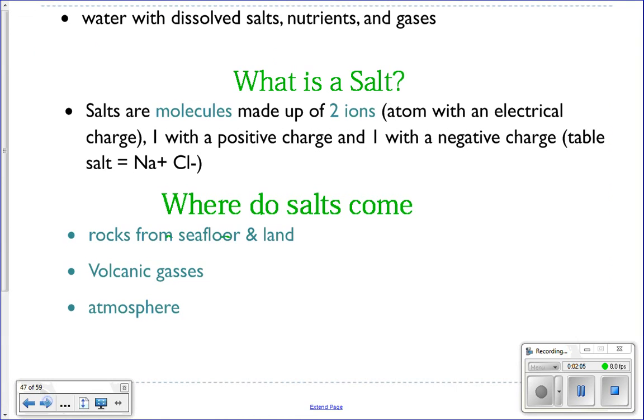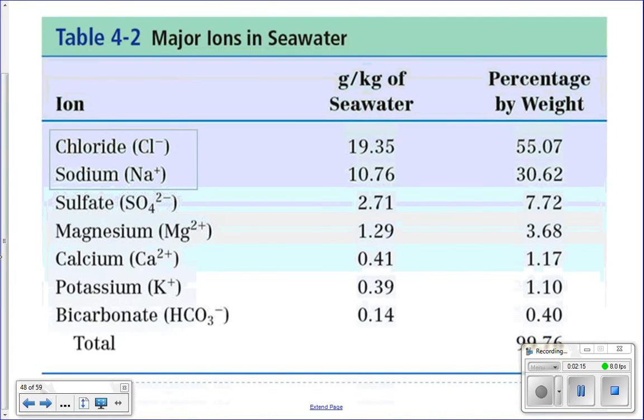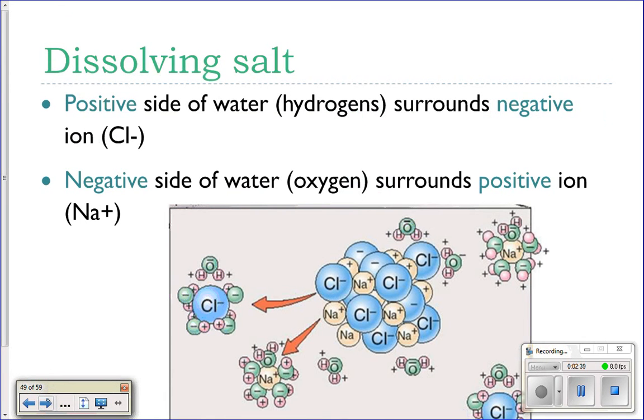Here is a table from your book of the most common ions that you'll see in the ocean. You can see at the top that sodium and chloride are the two main ones you'll find in the ocean. So table salt is the main type of salt you'd find in the ocean. You also have other things like sulfates, magnesium, calcium, potassium, and bicarbonate. But by far, sodium and chloride are the most abundant type of salt in the ocean.